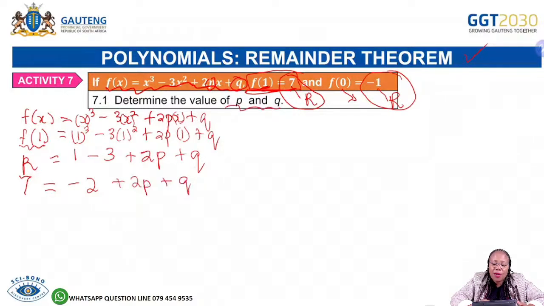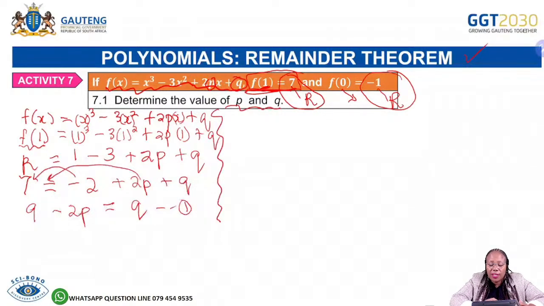Because we have two unknowns, we will be solving simultaneous equations. Remember, in any condition where you are having two unknowns, you need two equations to solve them simultaneously. So now we are going to let q be the subject of the formula here. We transpose minus 2 to join 7 there. That will be 7 plus 2, which is 9. And then 2p positive to that side, it will be minus 2p. So that is our first equation there.